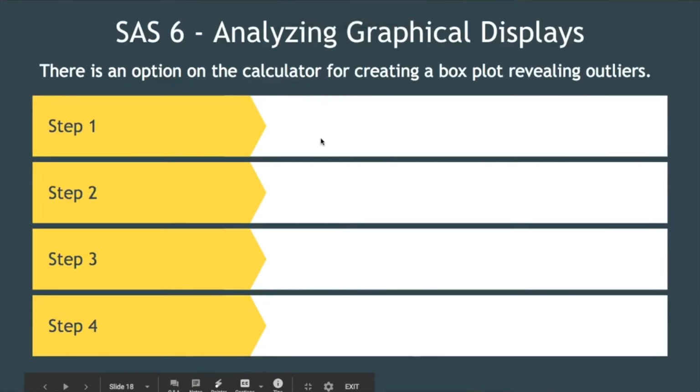There's an option in the calculator for creating a box plot that reveals outliers. Remember yesterday we talked about outliers, and these are values in the data set that are far outside the normal distribution. And you know it's outside of the normal distribution if most of the values are all like 1 or 2 points away from each other, and then the last value is like 10 points away from everything else. That's considered an outlier. So let's look at it.